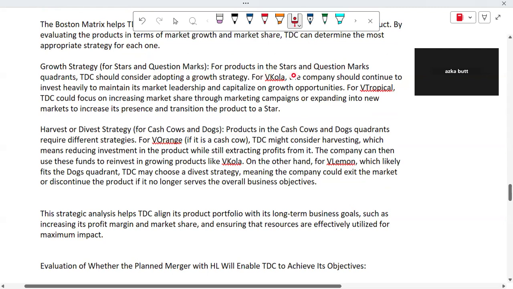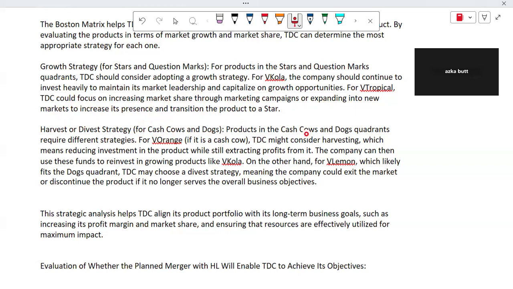For products in the star and question mark quadrants, TDC should consider adopting a growth strategy. For V Cola, the company should continue to invest heavily to maintain its market leadership and capitalize on growth opportunities. For V Tropical, TDC could focus on increasing market share through marketing campaigns or expanding into new markets to increase its presence and transition the product to a star. Harvest and divest strategy for cash cow and dog.